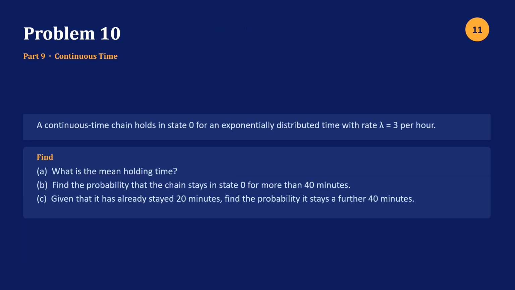Problem number 10, as I mentioned, is based on lesson 9. A continuous time chain holds in state 0 for an exponentially distributed time with rate lambda equals 3 per hour. What is the mean holding time? Find the probability that the chain stays in state 0 for more than 40 minutes. Given that it has already stayed 20 minutes, find the probability it stays a further 40 minutes. Again, we're referring to state 0 in item 3 here.